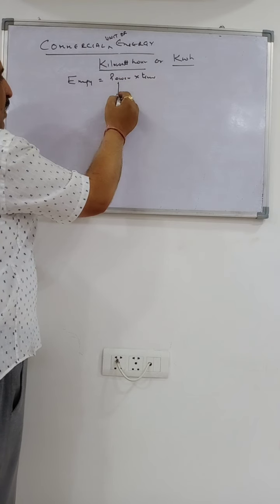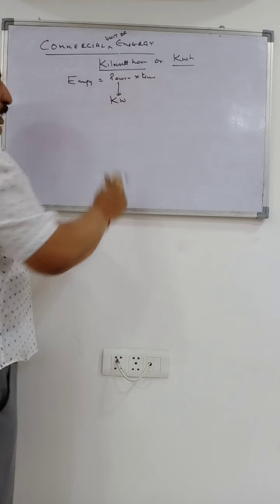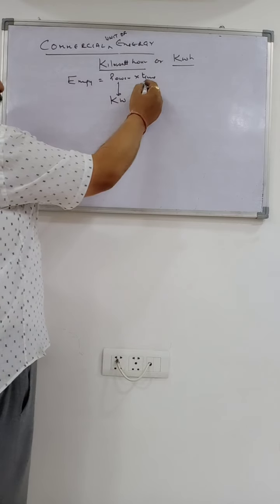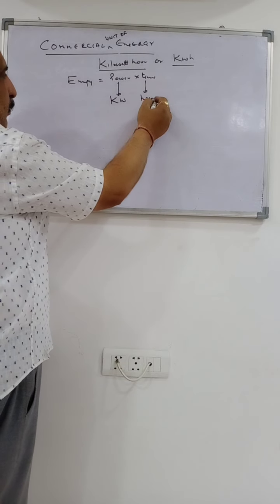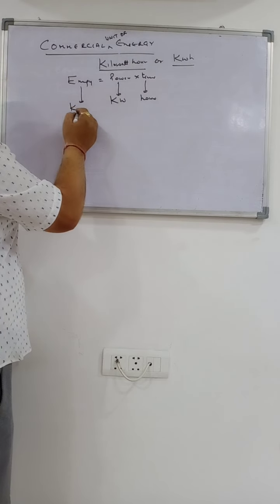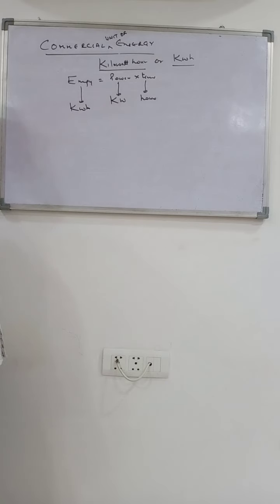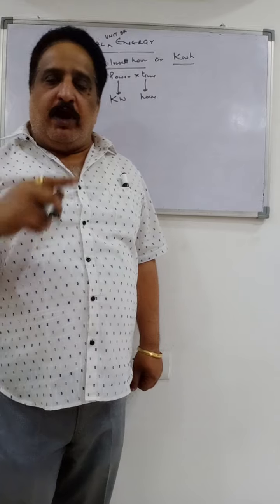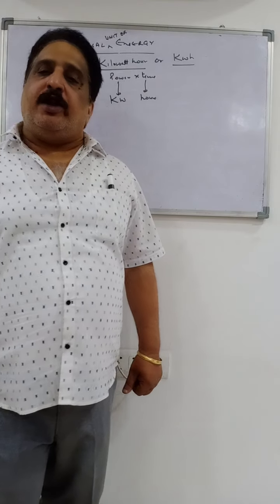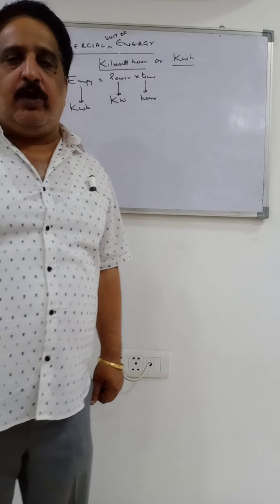If you take power in kilowatt and time in hours, then energy will be in kilowatt hour. Kilowatt hour is not the unit of power. Kilowatt is the unit of power. When you multiply it by hours, you will get the energy in kilowatt hour. This is the commercial unit.